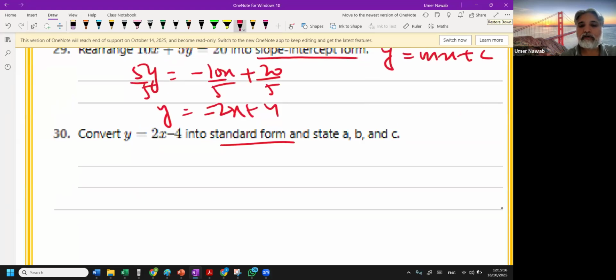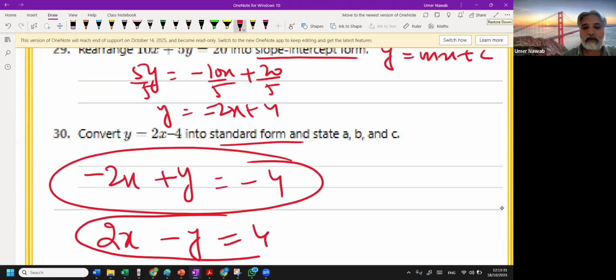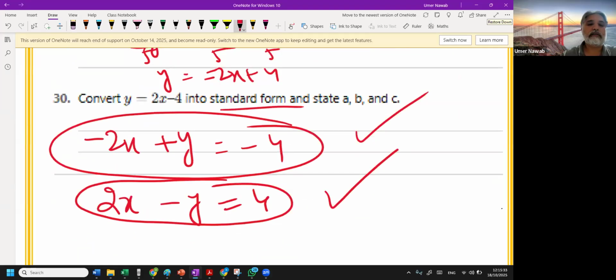Now I want to convert it into standard form, bring it to the left. So 2x becomes minus 2x plus y is equal to negative 4. If a student wants to multiply the entire equation with the negative sign to make fewer negative signs, this becomes 2x minus y is equal to 4. So both are the answers, either this or this.